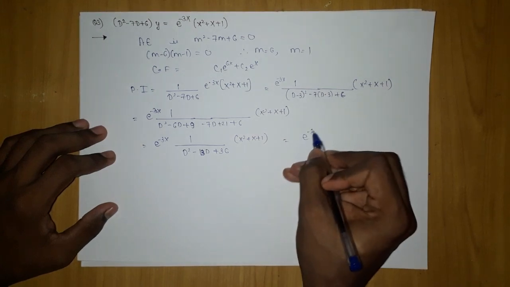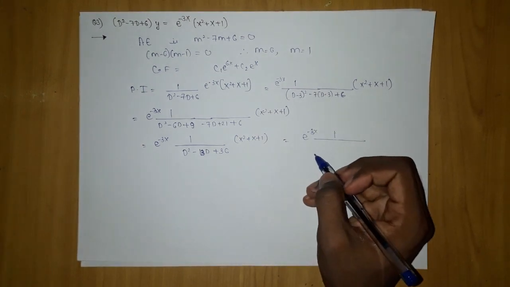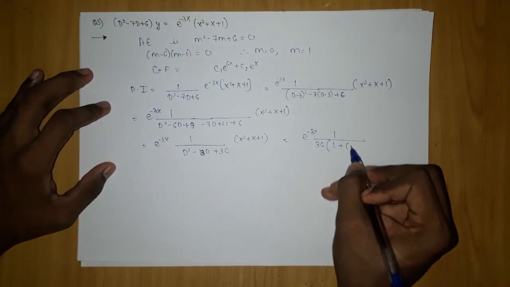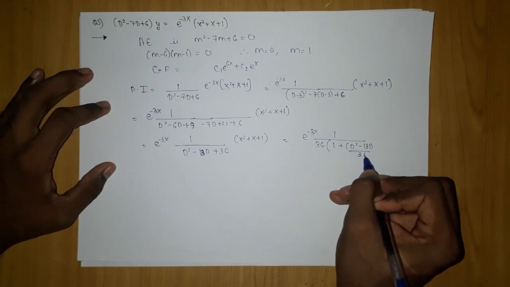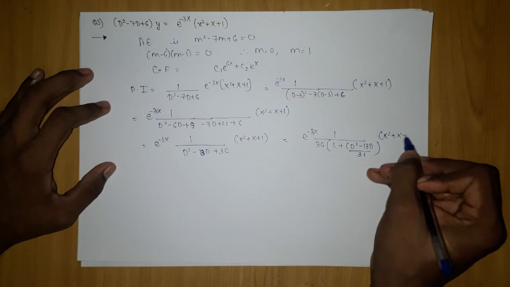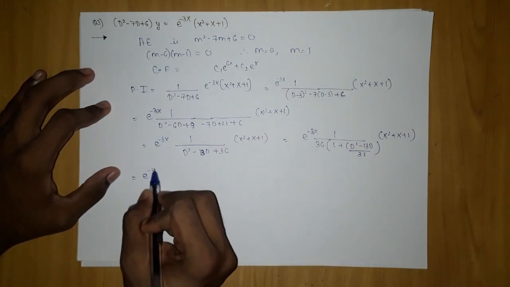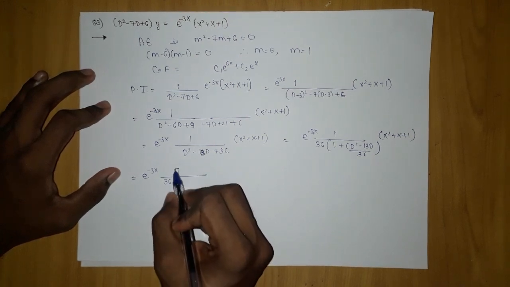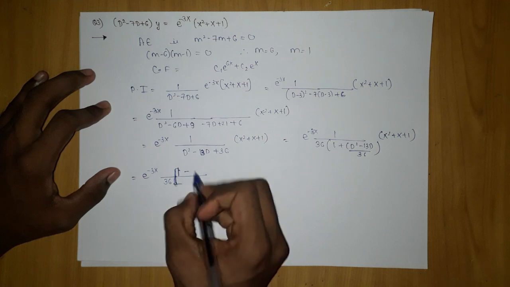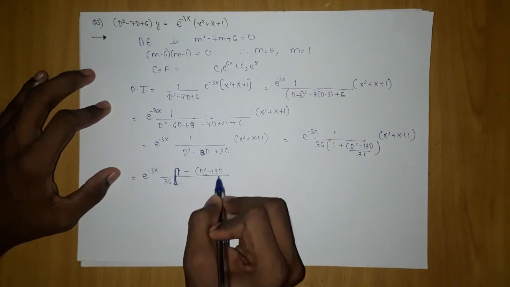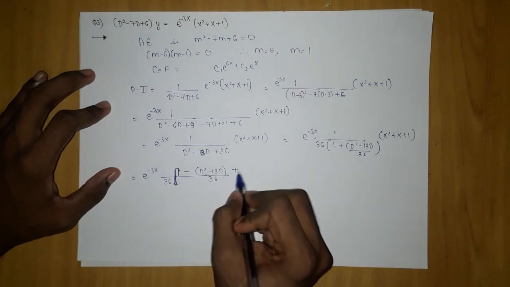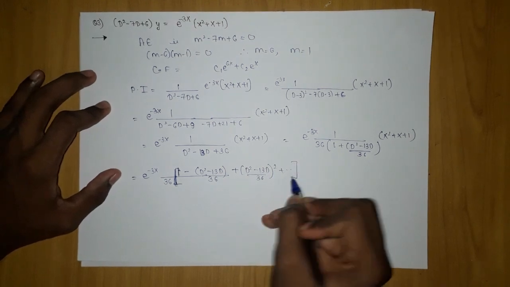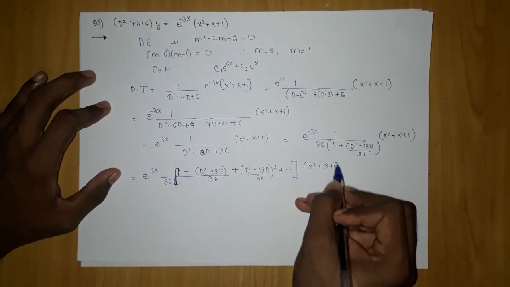After this, e to the power minus 3x bracket 1 by, what we are going to do, we are going to take the lowest power outside, which will give me 36 bracket (1 plus (D square minus 13D) by 36) bracket close, (x square plus x plus 1). After this, e to the power minus 3x 1 by 36 bracket, if we do the binomial expansion, 1 minus (D square minus 13D) the whole upon 36 plus ((D square minus 13D) by 36) the whole square. And after this we will stop, because the highest power in the polynomial is square.